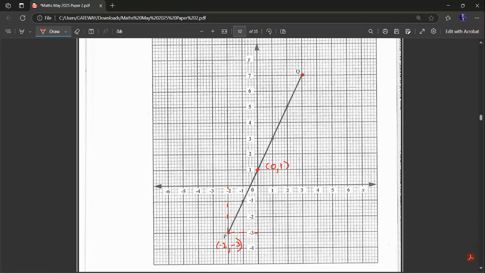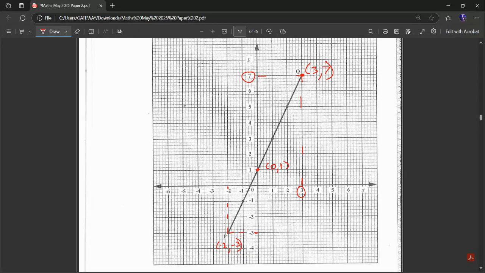Now Q, you would come down here until you touch the x-axis, and x is +3, and you read going across, y is 7. So we have 3 points on this line that we read off easily.